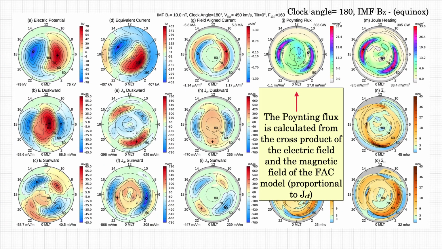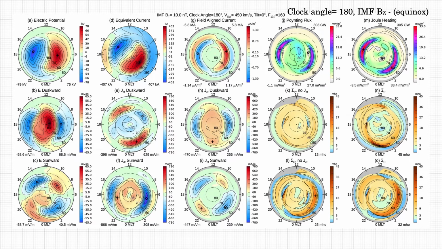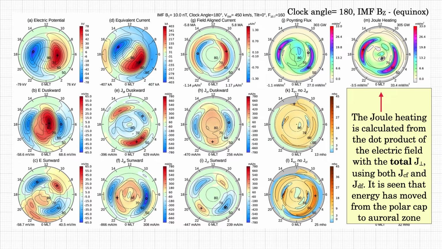Here we have the Poynting flux that is calculated from the cross product of the electric and magnetic fields. Next to it is the Joule heating that is calculated from the dot product of the electric field with the total horizontal current using both the curl-free and divergence-free components. Comparing this with the Poynting flux, it is seen that energy is moved from the polar cap to the Rho zones.